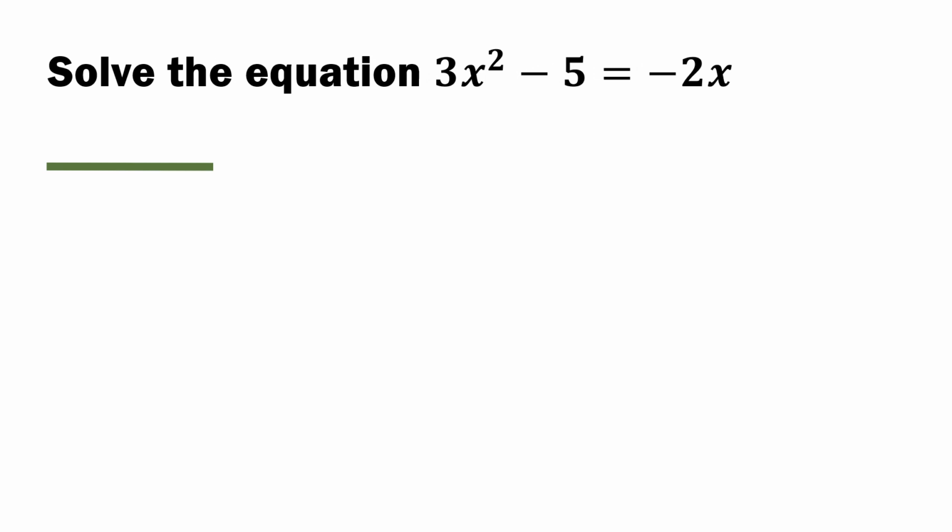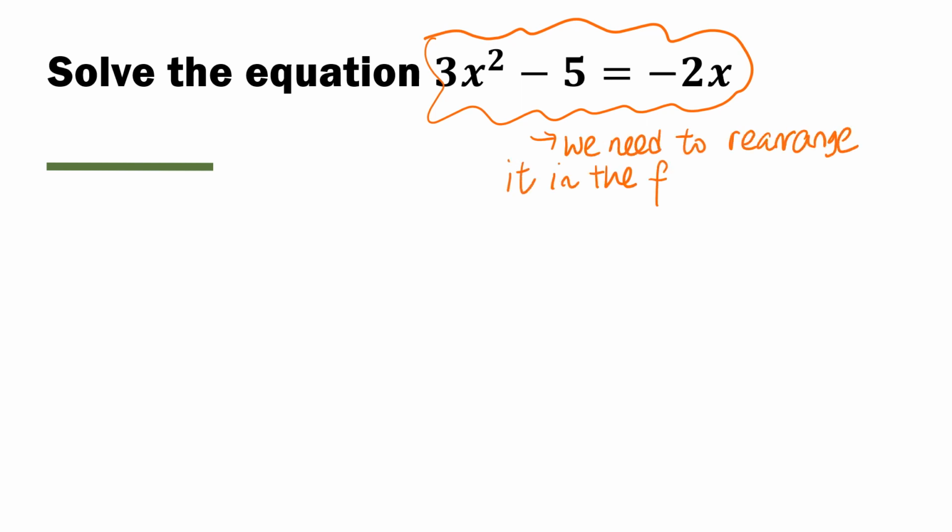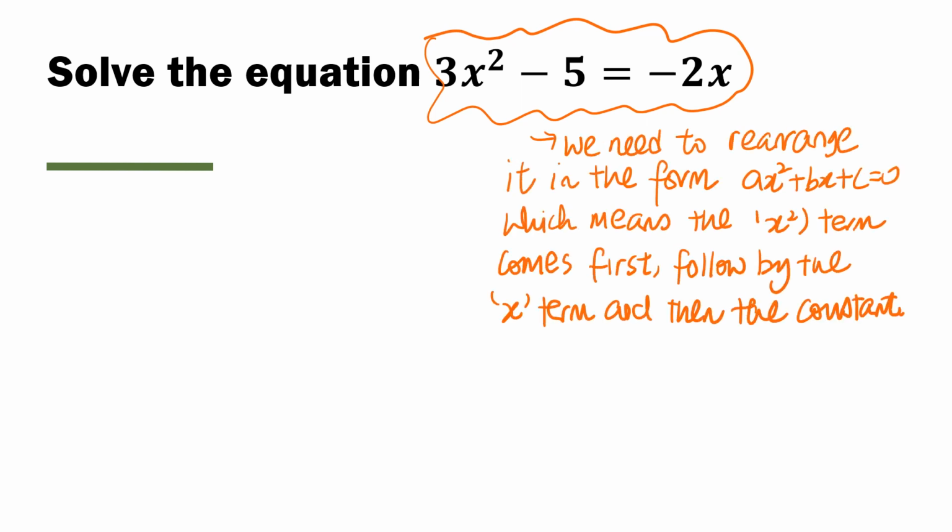So far the questions we have done are relatively easy. They have been arranged properly for us, as in ax squared plus bx plus c equals 0. What happens if you have a question like this, where your right hand side is not equal to 0 and it's not arranged properly for you? So what do we need to do? Yes, we need to do some rearrangement.